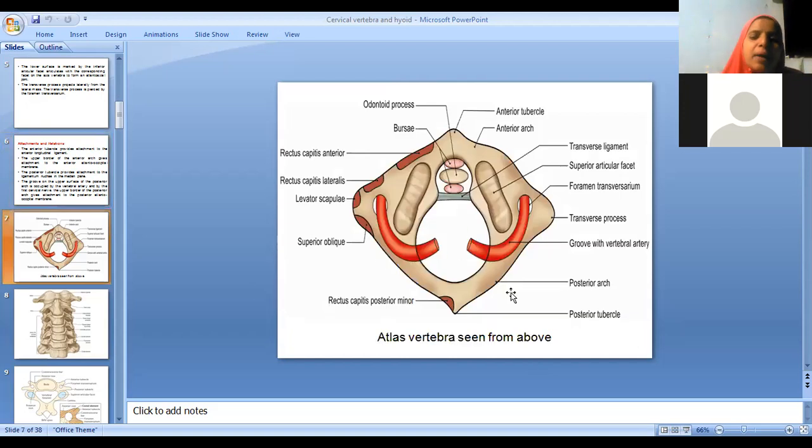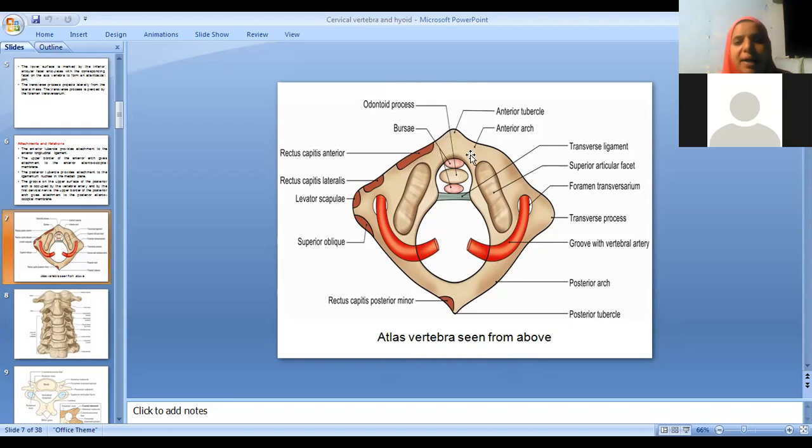So the atlas vertebra has no body. You are finding simply an anterior tubercle and a posterior tubercle. Basically, the body of the first cervical vertebra is actually considered as the dens of the second cervical vertebra, morphologically and during development. The dens is attached to the second cervical vertebra, which is now considered as the body of the first cervical vertebra.